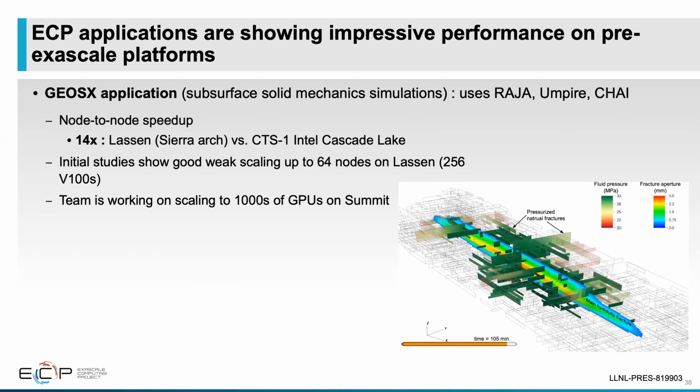Another application I want to mention is GEOS-X. This is a code that uses RAJA, Umpire, and CHAI. And through some hard work, they've been able to achieve some really good speedups on Sierra. They've been reporting 14x speedups on, well, I should clarify, they're running on Lassen, but this is essentially the same architecture as Sierra, over a commodity system. And they're on track to be running on thousands of GPUs on Summit.